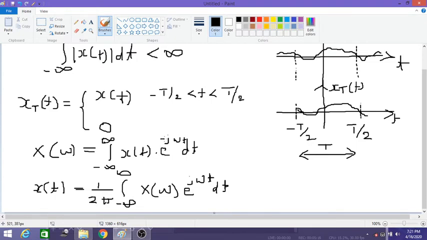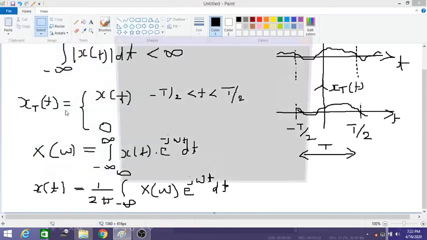Sorry, I have missed one term here. This is e power minus j omega t into dt, and this is e power plus j omega t into dt. So that is the only difference in the exponential terms, and here we will get 1 by 2 pi as the additional term. Now if you want to find the power of the signal, it can be found by squaring the signal and taking the average of it. Again, let me repeat, we are not talking exactly in terms of watts, but it is proportional to watts.